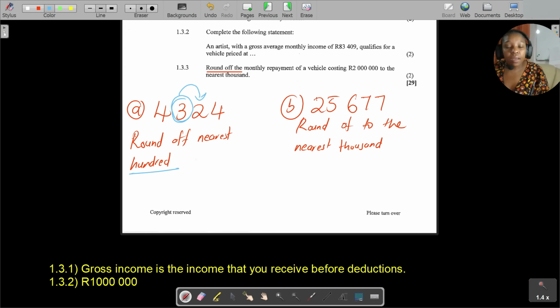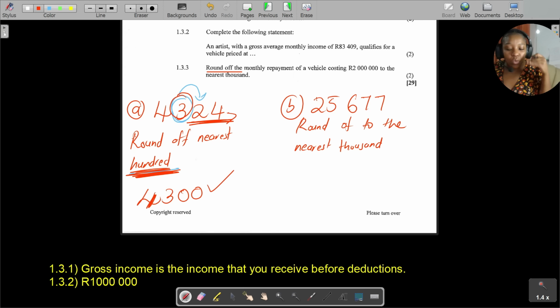So in this case, because the value that comes before the 3 is a 2, and 2 is less than 5, it means that if we want to round off this number to the nearest 100, what is going to be our answer? It's going to be 4,300. The 3 is going to stay as a 3, and all the other numbers that follow just become a 0 and a 0. We've rounded off to the nearest 100. Let's look at this question. Round off to the nearest 1,000.